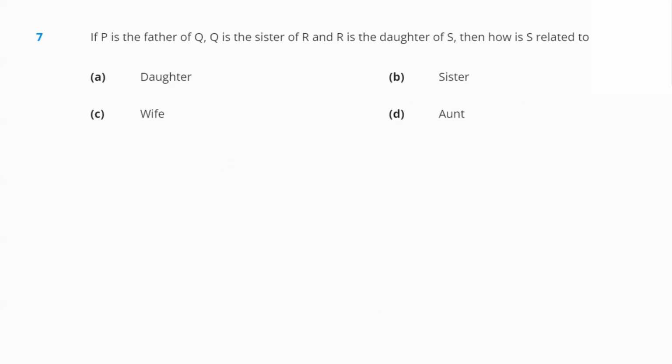If P is father of Q, Q is sister of R, R is daughter of S, then how is S related to P? So we'll draw the blood relation. P is father of Q. So P is father and Q may be his son or daughter. Now Q is sister of R, plus R is a sister of Q. R is a daughter of S. So S may be the mother of Q and R and wife of P.